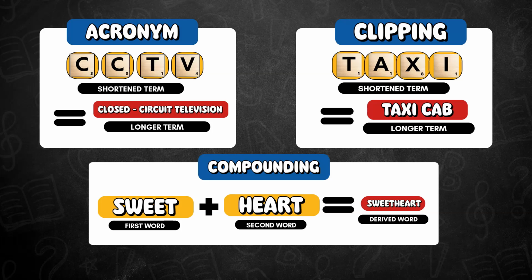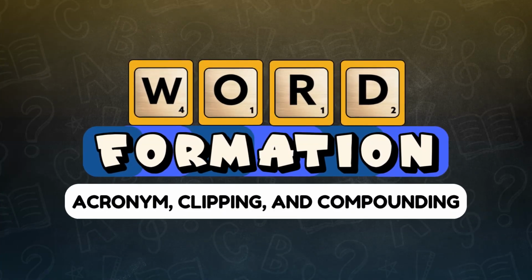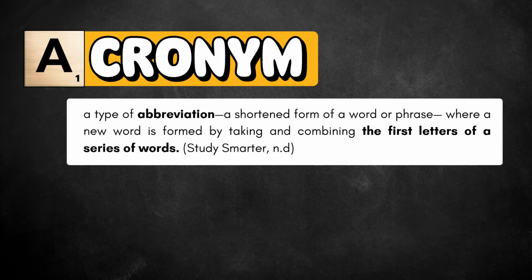Now, without further ado, let's dive into the continuation of the word processes to understand how new words are created through the processes of acronym, clipping, and compounding. First off, acronym. Acronym is a type of an abbreviation, a shortened form of a word or phrase, where a new word is formed by taking and combining the first letters of a series of words. Acronym, as you know, is an abbreviation.